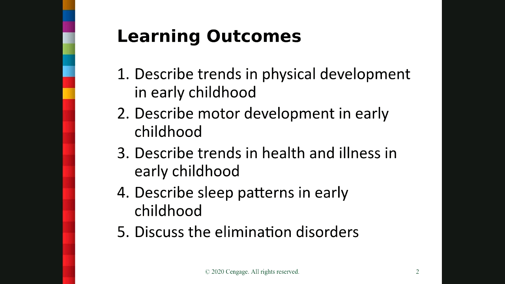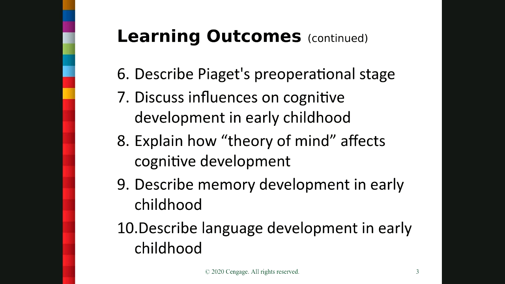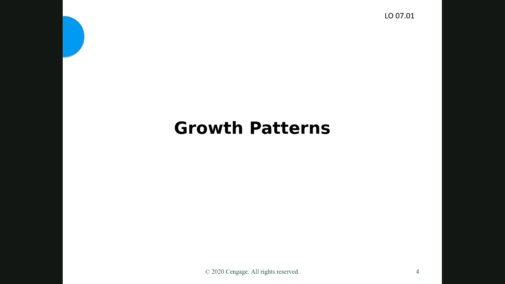So let me go back. Learning outcomes: we're going to learn about physical development, motor development, certain illnesses, sleep patterns, and elimination disorders. Kind of an interesting concept there. Then cognitive development, which is the PSY aspect: theory of the mind, memory development, and language development.